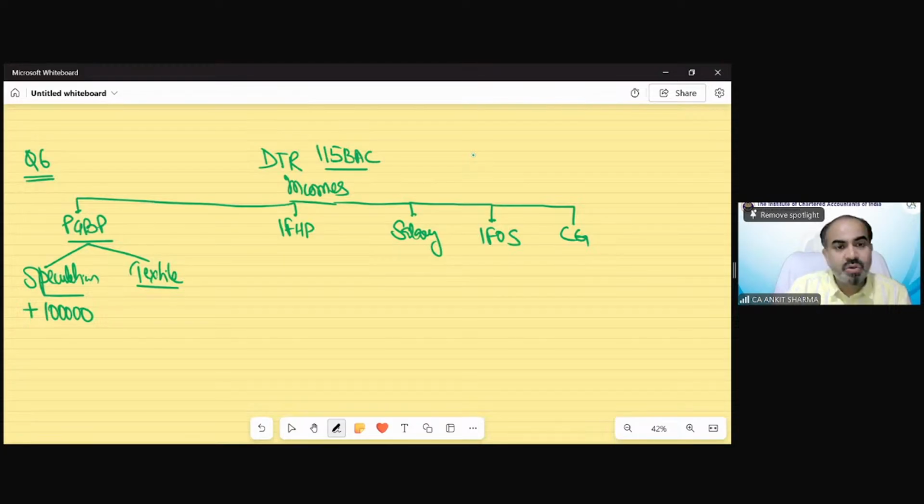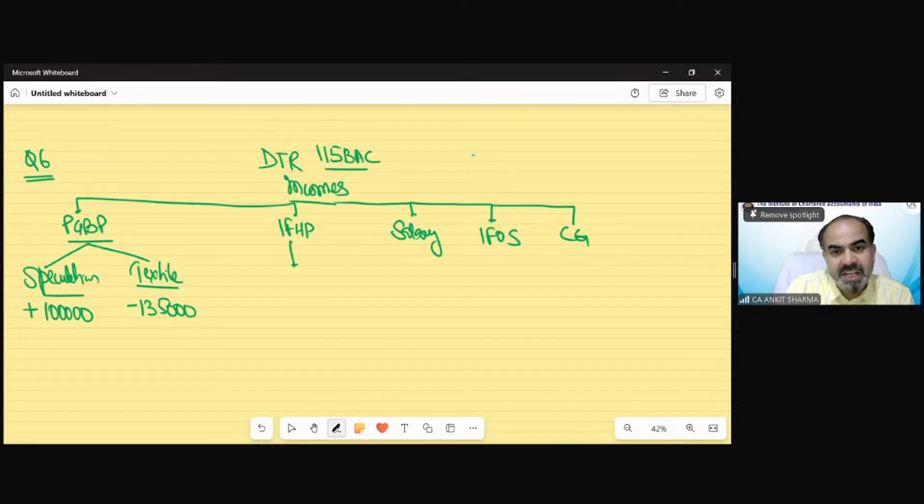There was a loss of 1,35,000 rupees. So when you need to apply the set-off provisions, I have always told you, just write down the question first. Whatever information has been given in the question, try to fill that information in this particular format. Once you fill that format, you will be able to find the solution of set-off of losses very easily.